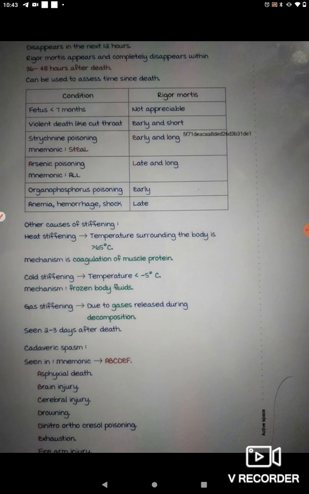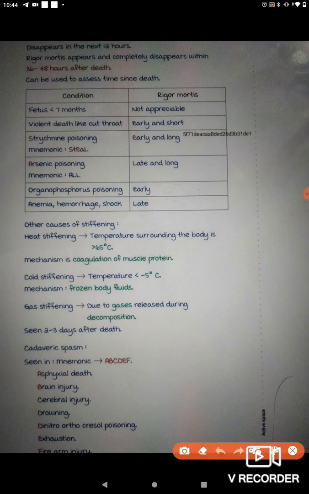Rigor mortis disappears within 36 to 48 hours after the death. A fetus of less than 7 months does not show rigor mortis. In violent death, rigor mortis comes early and is of short duration. Strychnine poisoning, it is early and long. Arsenic poisoning, it is late and long. Organophosphorus poisoning, it comes early. Anemia, shock, hemorrhage, it comes late. Other stiffening is heat stiffening, in which the temperature of the body is more than 65. Cold stiffening is less than -5. Gas stiffening also occurs. Now we'll see cadaveric spasm or cataleptic rigidity.